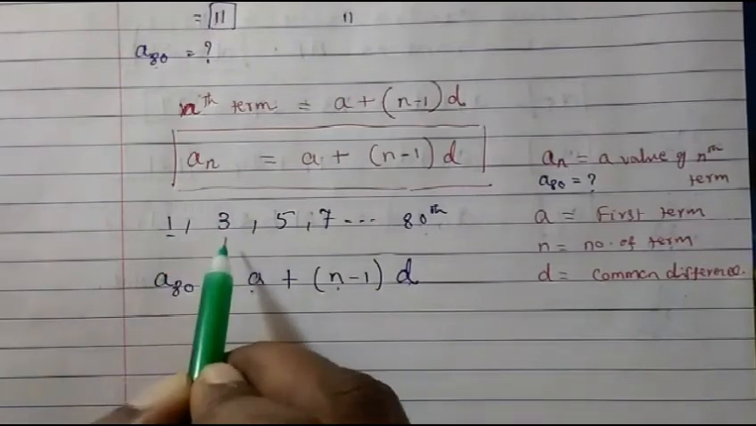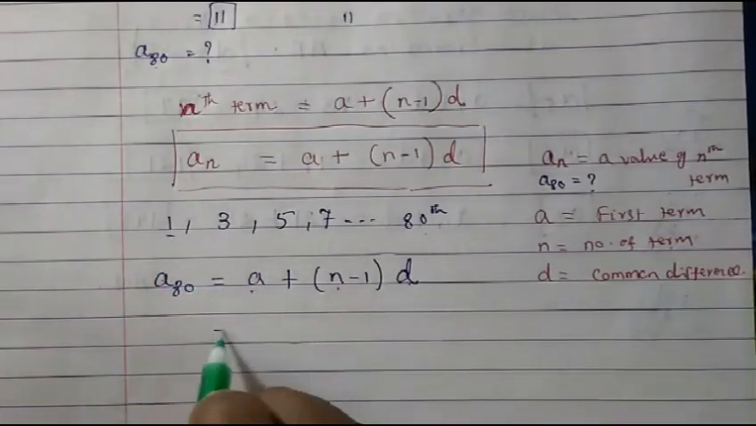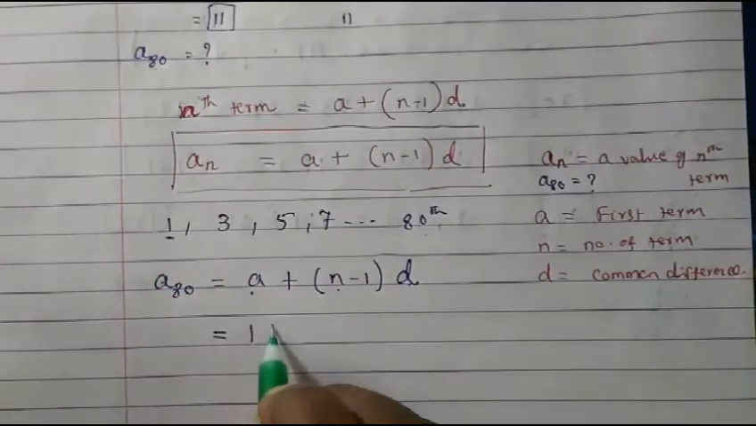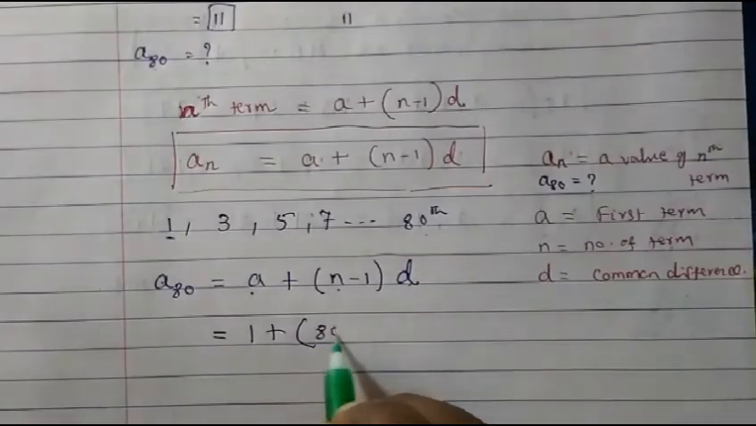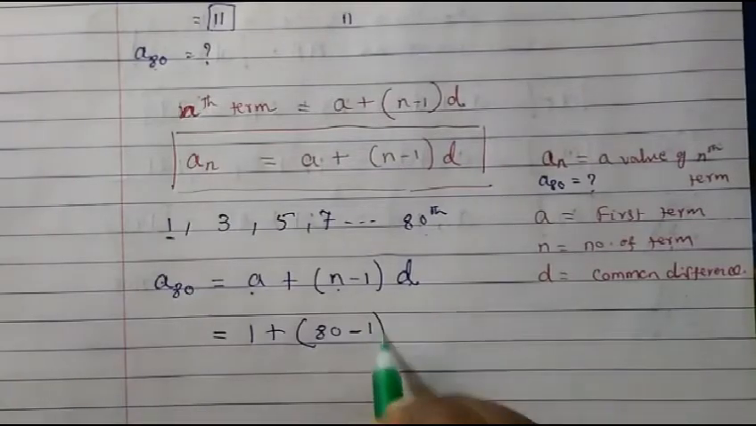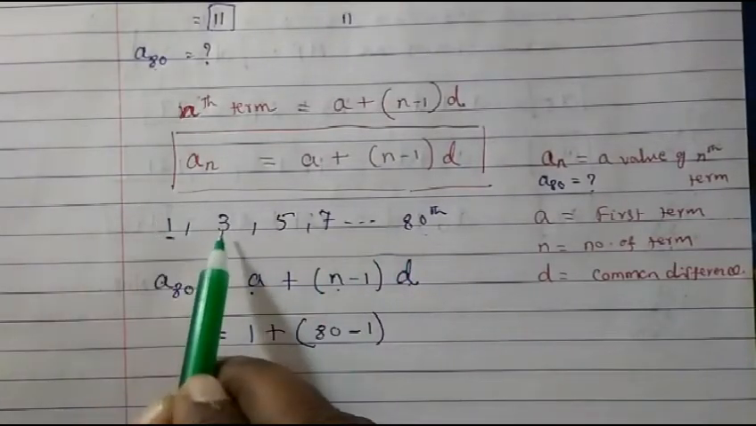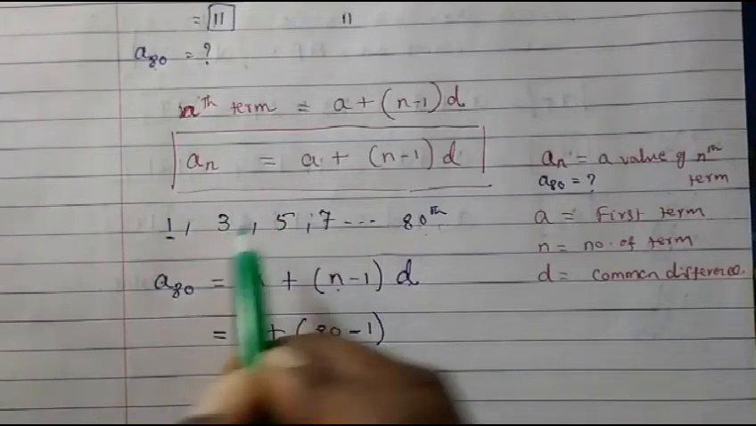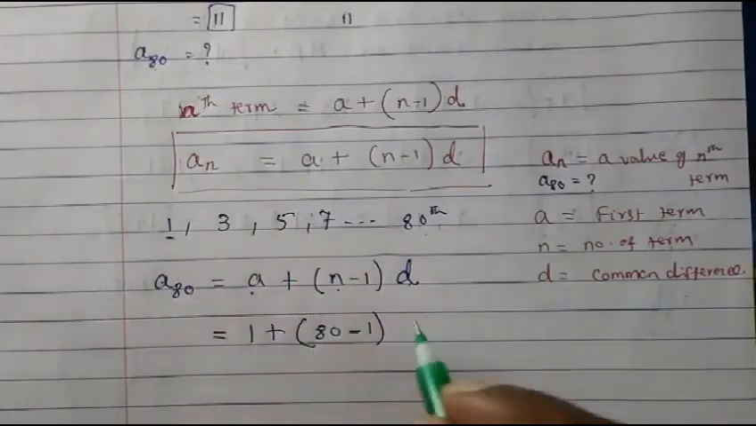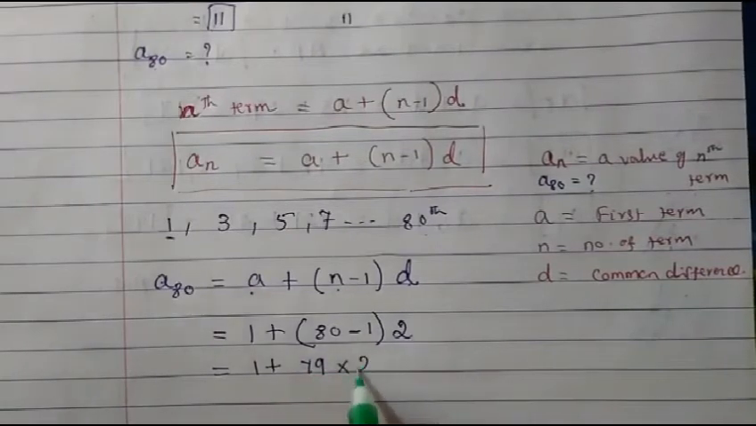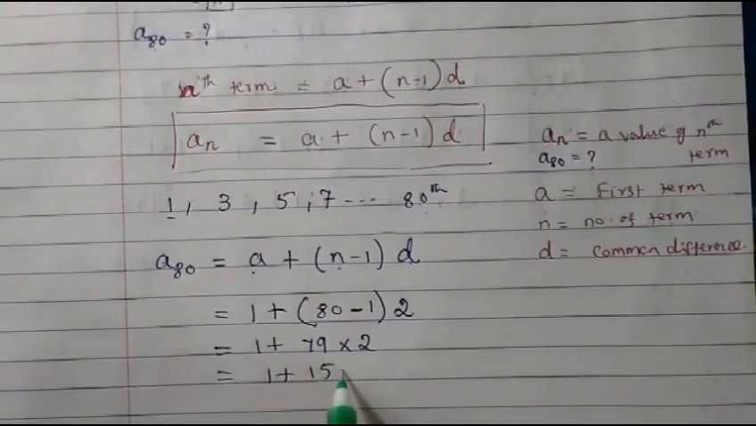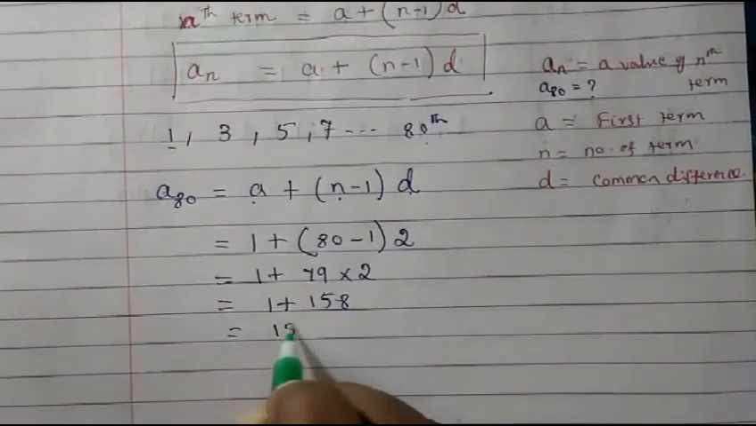You subtract A1 from A2 and you will get the D value. So let's put A is the first term, so 1 plus. N is the nth term, so n value is 80 minus 1. D is A2 minus A1, so 3 minus 1 is 2, 5 minus 3 is 2, 7 minus 5 is 2. So common difference is 2. So now 1 plus 80 minus 1 will give us 79, and this 2 here. So 1 plus 79 into 2 will give us 158. So the total is 159.